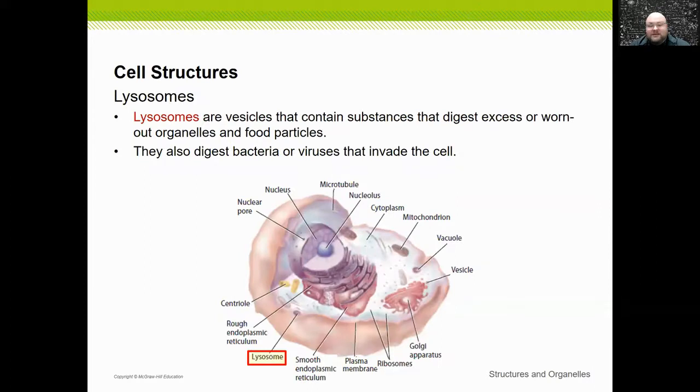Okay, next we have lysosomes. Lysosomes are vesicles that contain substances that digest excess or worn out organelles and food particles. And they also digest bacteria or viruses that may invade the cell.